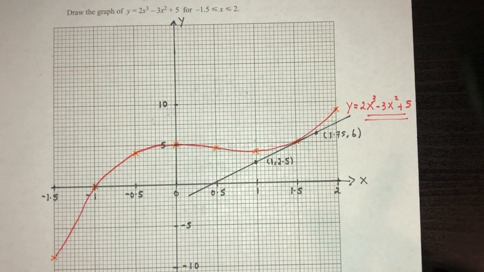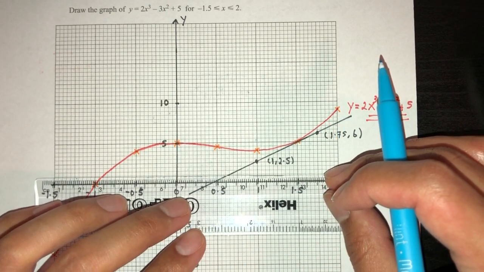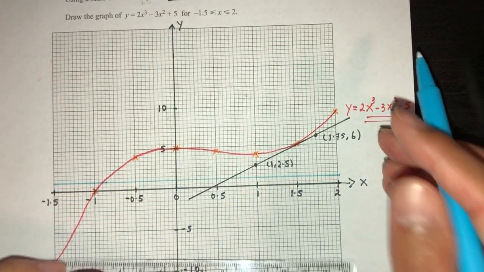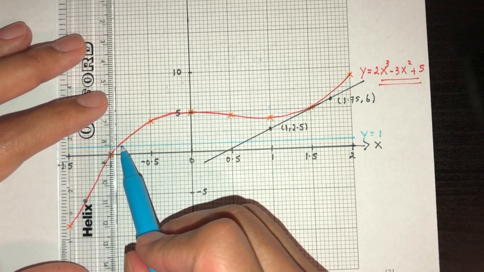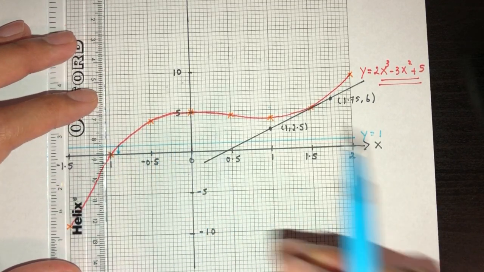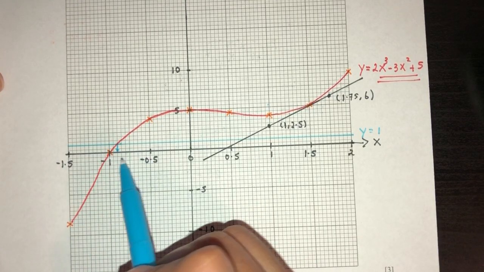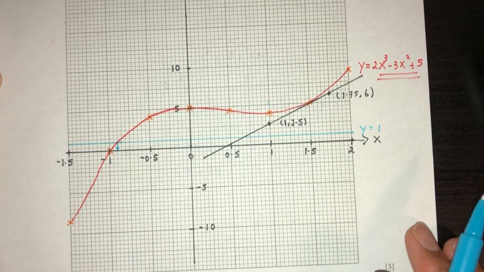So let's do that. So 1 is this one. So this is your line, and you of course have to label the line, and the solution will be the point of intersection, right here, and this one is minus, this value is what? Minus 0.9 as your value.